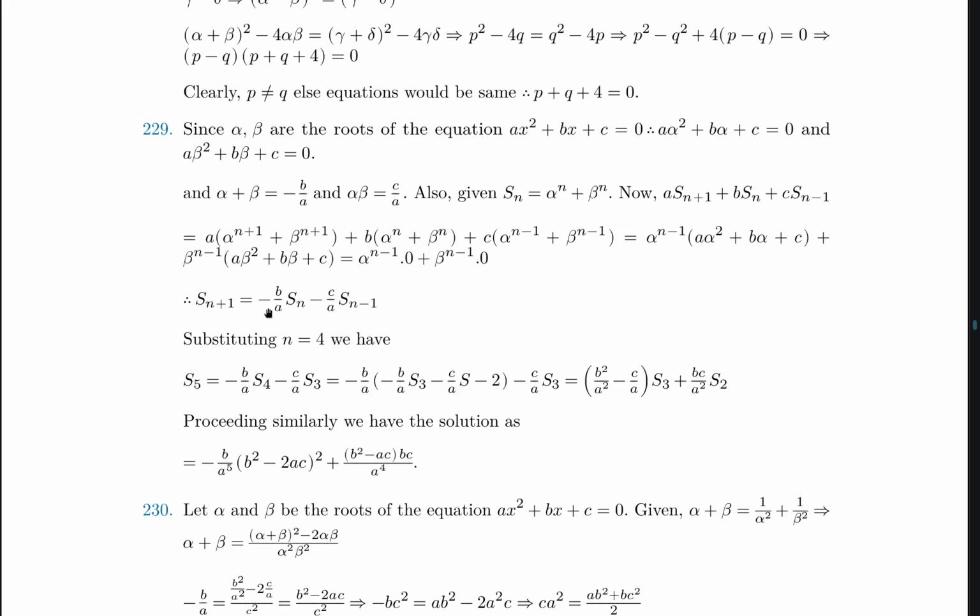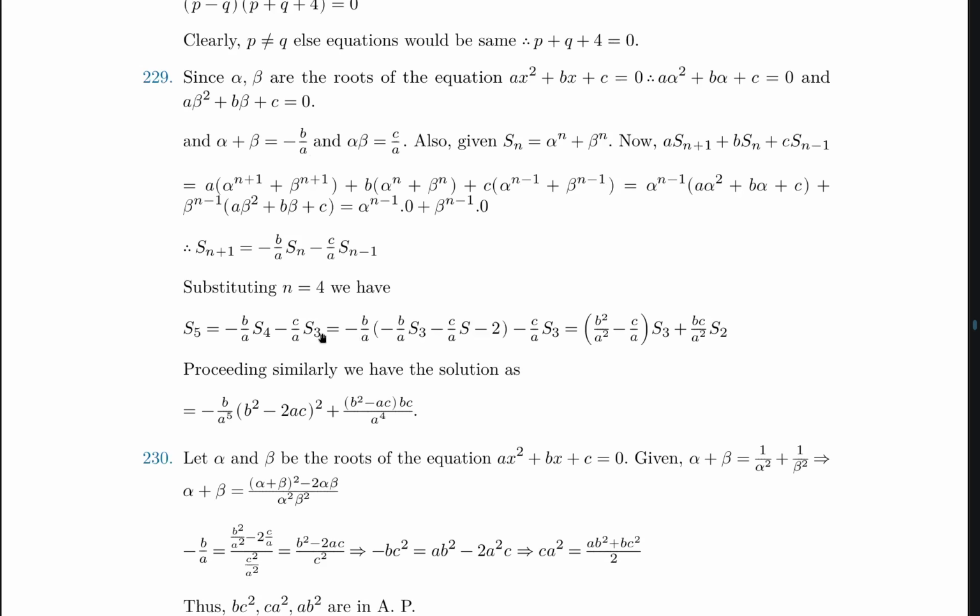So we have Sn plus 1 is equal to minus b by a Sn minus c by a Sn minus 1. We substitute n is equal to 4, so we get S5 is equal to minus b by a S4 minus c by a S3. And then we recursively substitute, we get minus b by a S3 minus c by a S2. This should be 2 underscore 2. Instead of underscore, it has become minus. Once we have that, we repeatedly substitute S2, S1 and so on. We arrive at this value. So you can do the calculations.